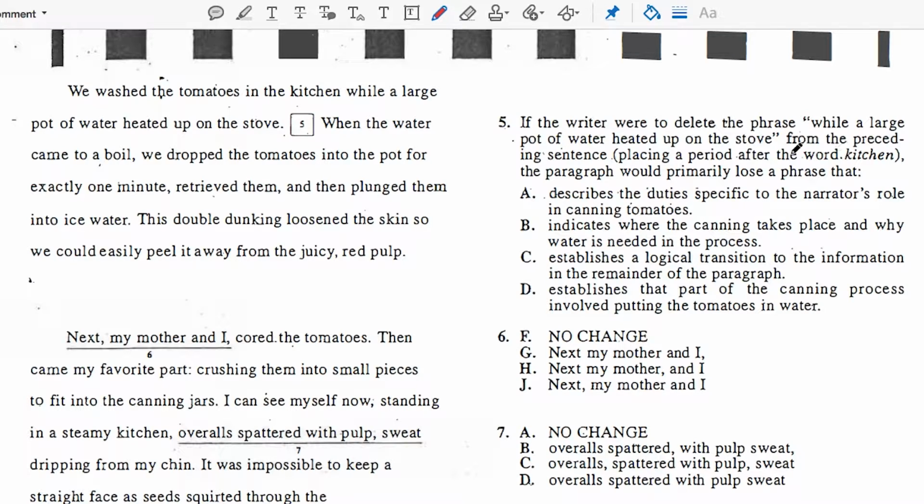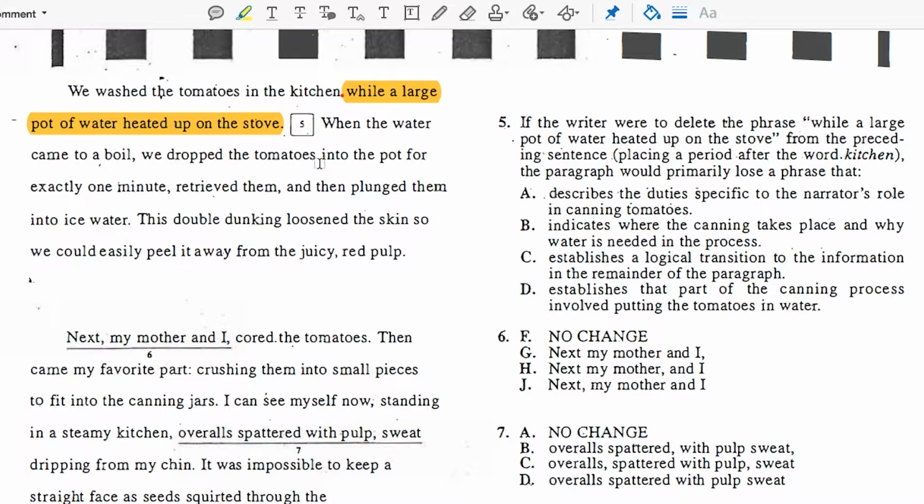So they tell us to place a period after the word kitchen. So let's put our pretend period after the word kitchen. So in questions like this, where they ask what would be the primary loss, we should reverse that and ask, what do we gain from this phrase? So I'll highlight the phrase so it's very clear. We would be losing this one, so we want to ask ourselves, what does this phrase give us?